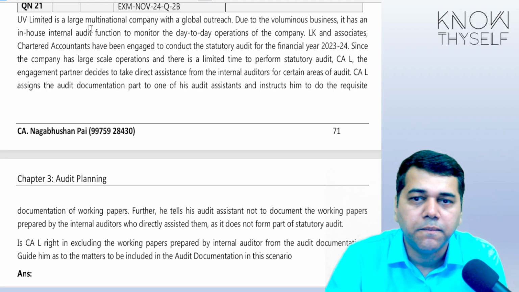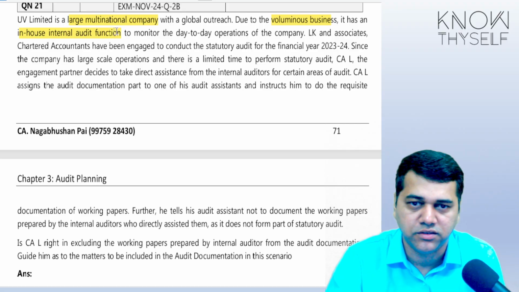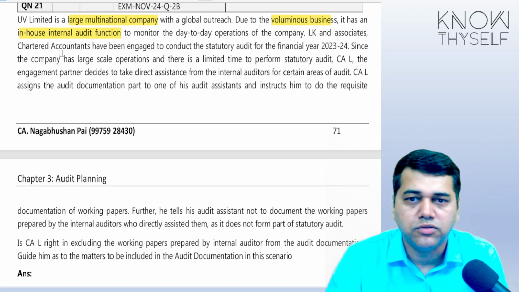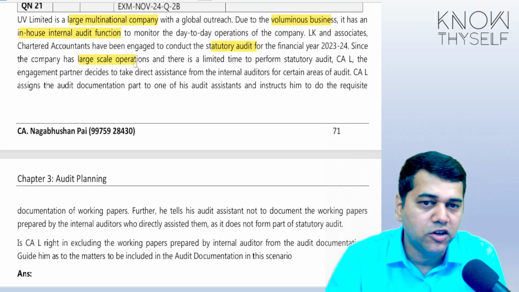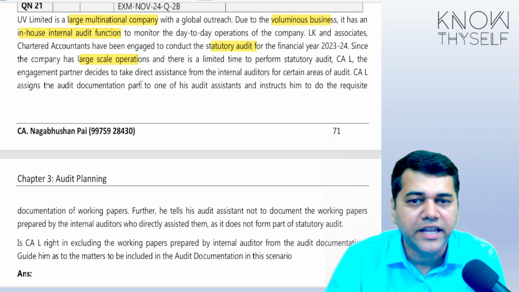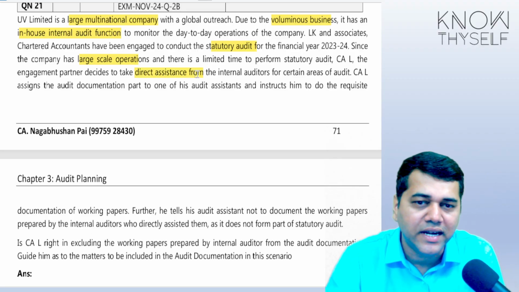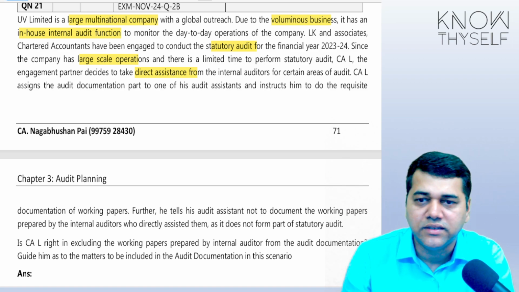UV Limited is a large multinational company. Due to voluminous business, it has an in-house internal audit function. Now, chartered accountants have been engaged to conduct the statutory audit. Since the company has large-scale operations and limited time to perform the statutory audit, CAL, the engagement partner, decides to take direct assistance. Okay, now your mind is very clear that they are talking about SA 610.